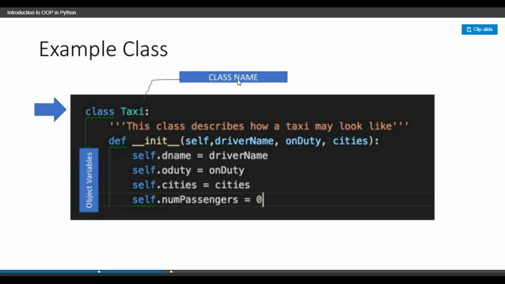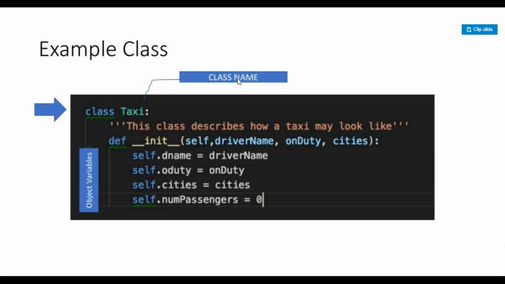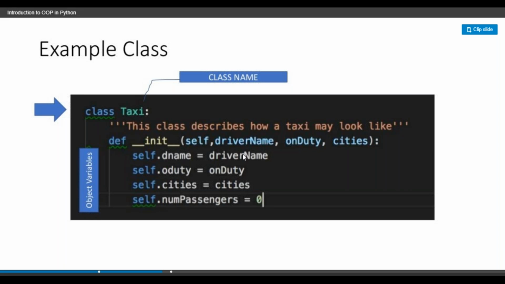Then inside the function: self dot dname is equal to driver name. Self is your object, I told you, right? Self dot on duty means the objects we are creating now. On duty is equal to on duty. Self dot cities is equal to cities. Self dot number of passengers is equal to the additive identity, 0. So these are the object variables: driver name, on duty, cities, and number of passengers.